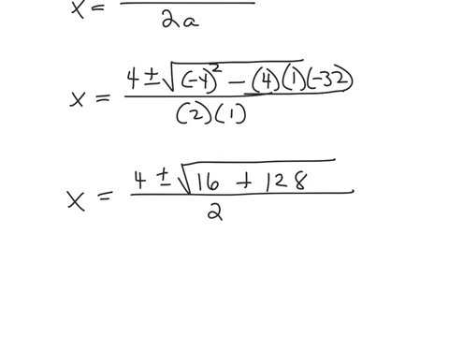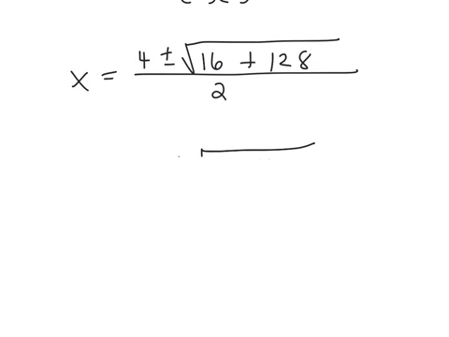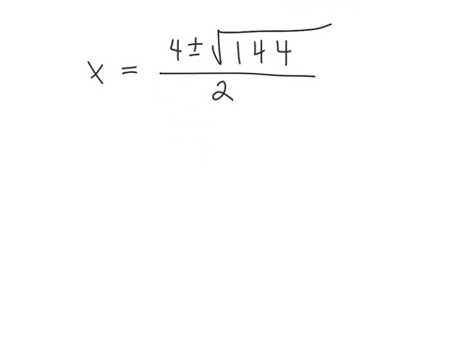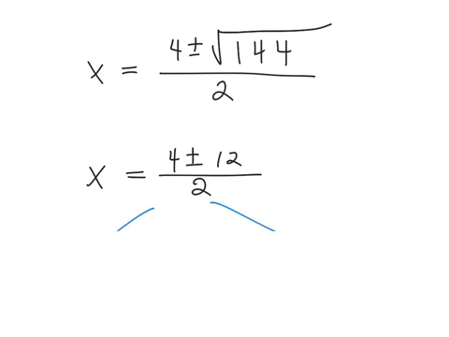And now it's time to start simplifying. So -4 squared is 16, and then 4 times 1 times -32 becomes +128 because it's minus a negative, so it's 128 all over 2. And 16 plus 128 is 144. So now you've got 4 plus or minus the square root of 144 over 2. And the cool thing is the square root of 144 is 12. So it becomes 4 plus or minus 12 all over 2.